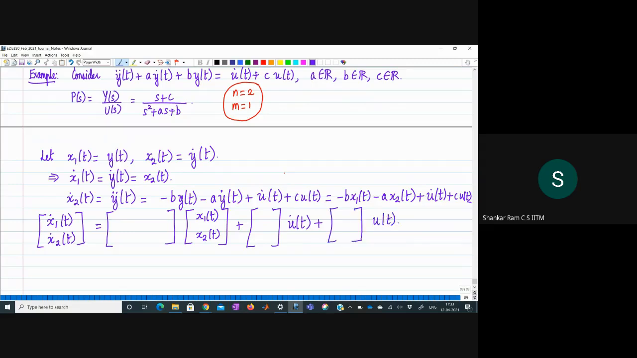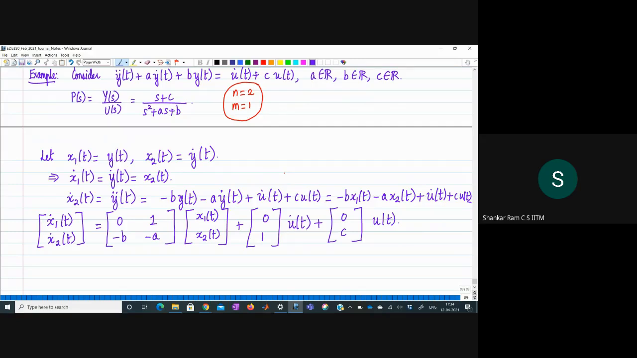Okay. So if we write this, we will immediately see that this will be 0, 1, this is 0, this is 0, this is minus b, this is minus a, this will be 1, this will be c. Okay. So we can see that if we multiply through, we get the two state equations. Right? So this is the standard process of writing the state equation, right?